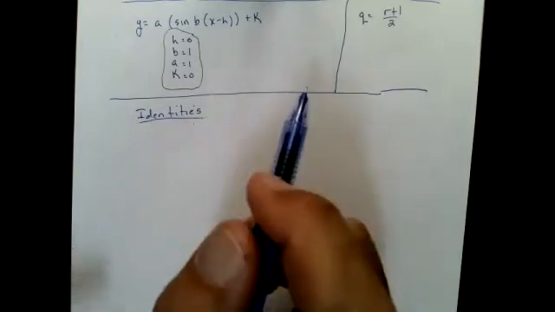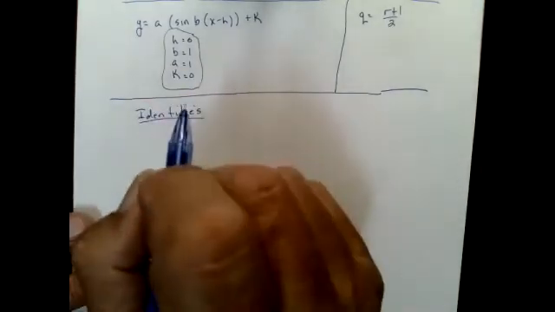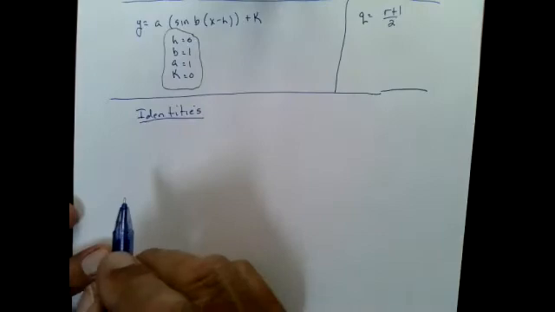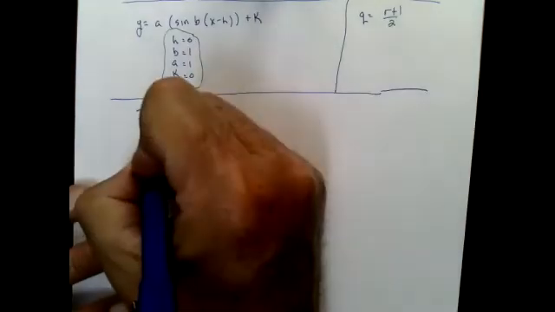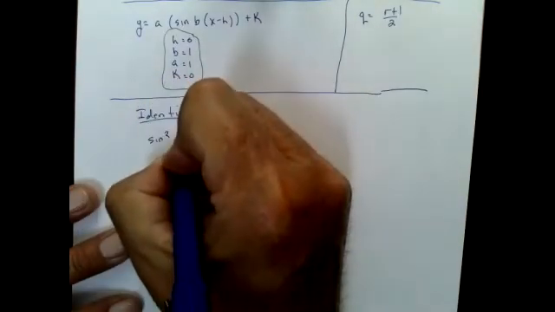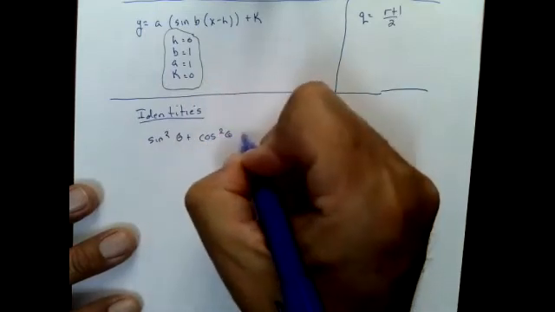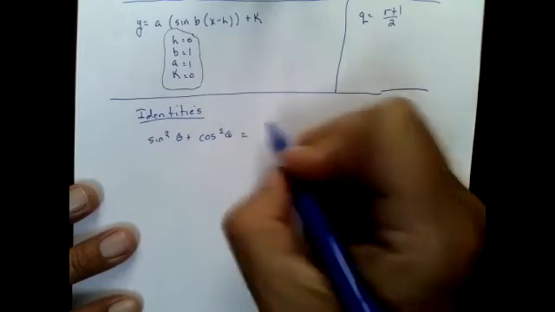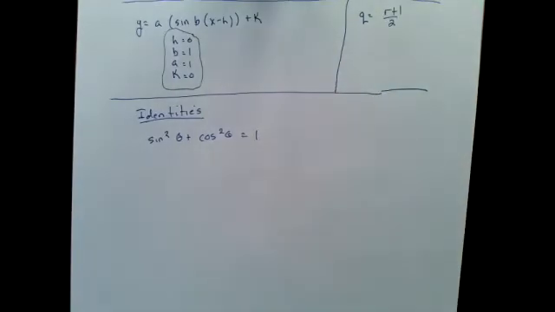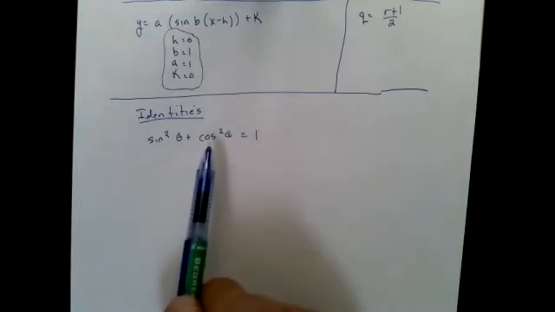What were some of the identities? There were equal signs in them, like there was one where sine squared theta plus cosine squared theta equals, nice and simple, it equaled 1. Yeah, that was the Pythagorean identity.